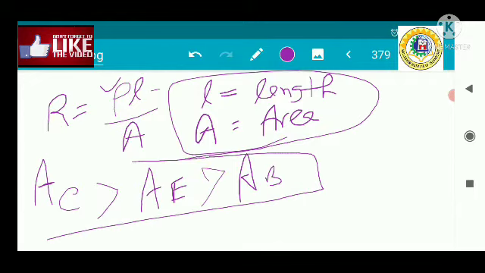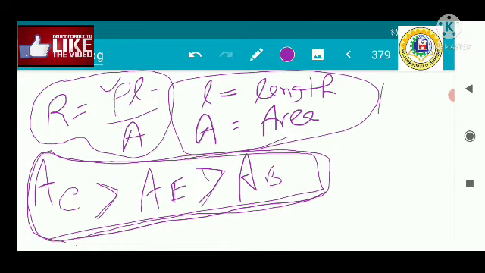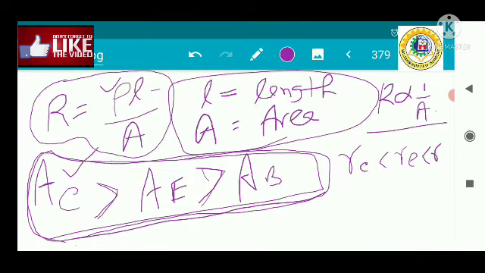So base is the lowest area and the collector has got the highest area. Just by applying this concept, you can easily identify that the simple resistance formula says resistance is inversely proportional to the area. As the area of the collector region is highest, the resistance of the collector must be lower than the emitter, than the base.